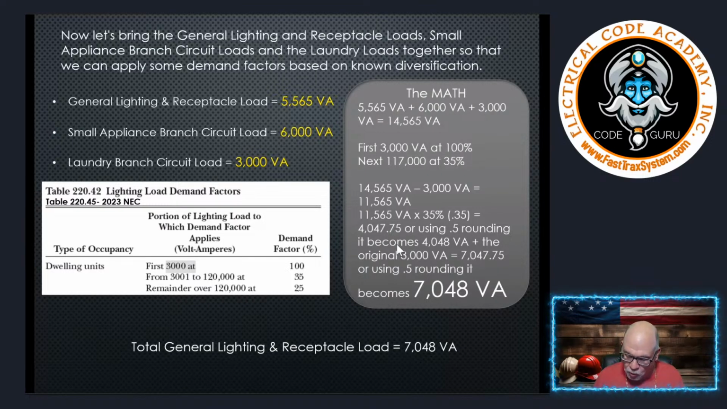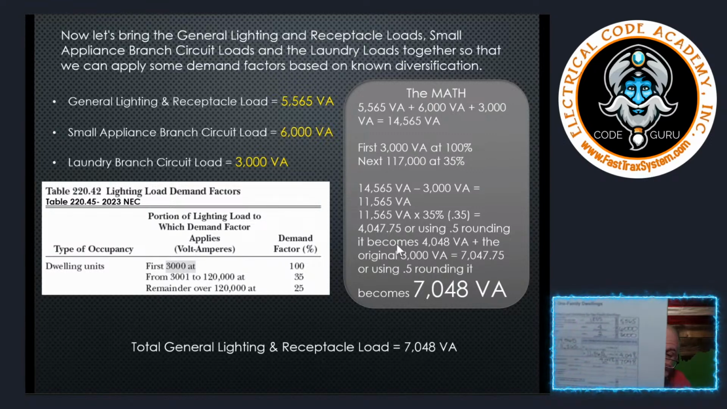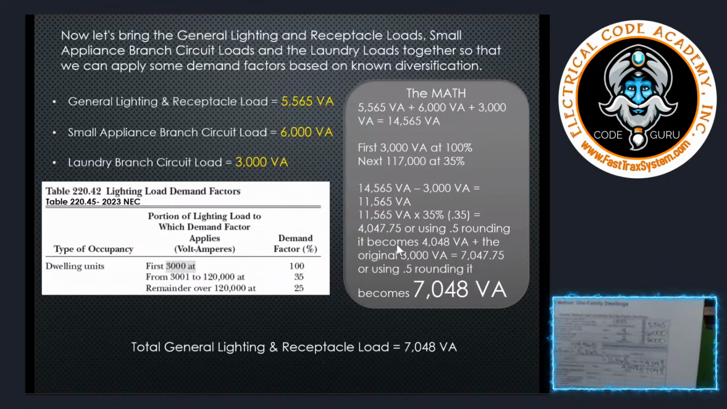Now, on our form, what we do is we remind you that, guess what? Remember that first 3,000 at 100%? Well, I got to bring it back because that was at 100%. There was no demand factor for that first 3,000. It's 100%. So now I'm going to add that back to the 4,048, and we do that on our form. You just simply take it and pop it in where it says line 8. And you're on column 9, you're going to put it in line 8. So I'm going to do the 4,048. You add those two up, and it's 7,048 VA. Now, that's what it looks like on our form. Hard for you to see it, I'm sure, but that's what it looks like.